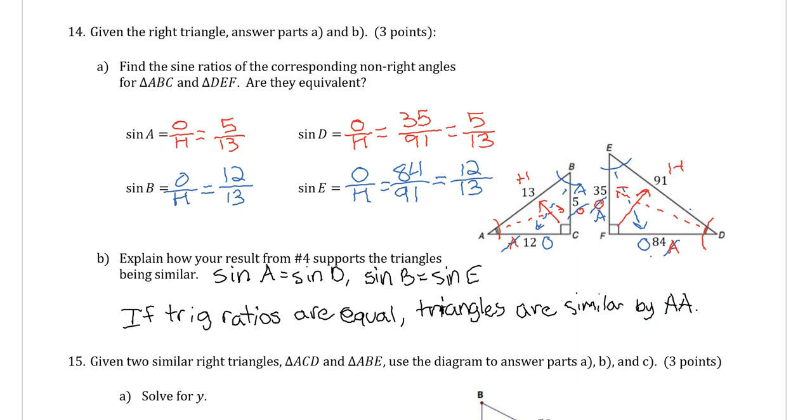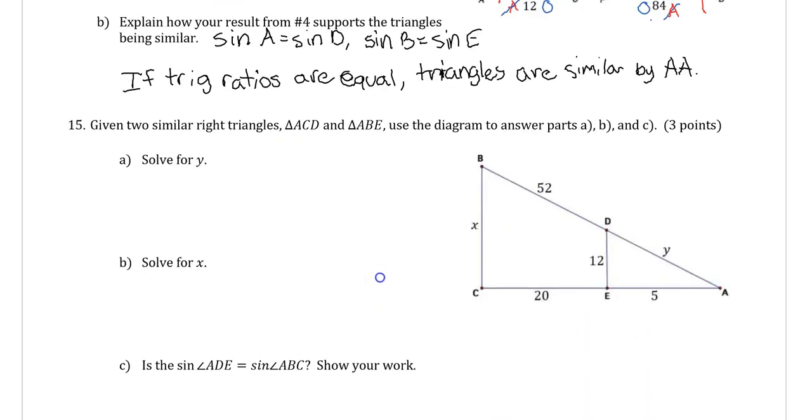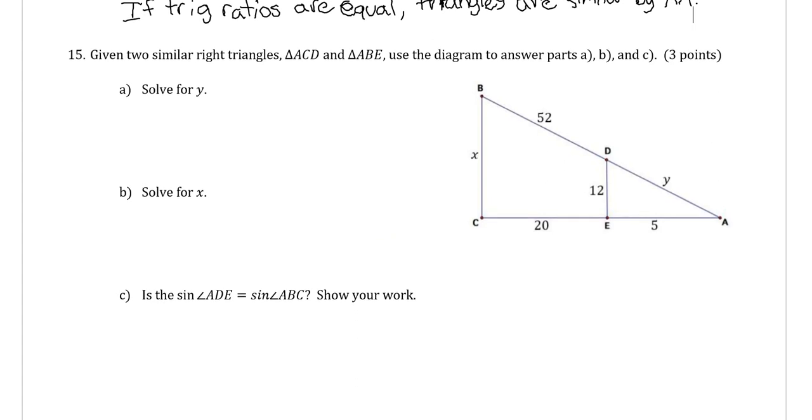right, by angle. Basically what you're telling me is since this A is equal to D and B is equal to E, so you have your angles that are equal, so the trig ratio triangles are similar by angle. Alright, and that's it for that one. So let's look at number 15, the last one for this target.